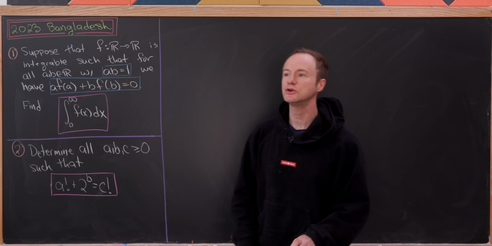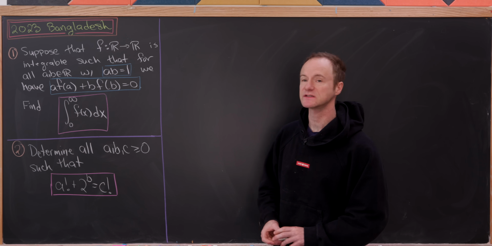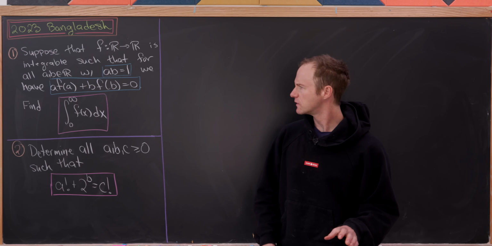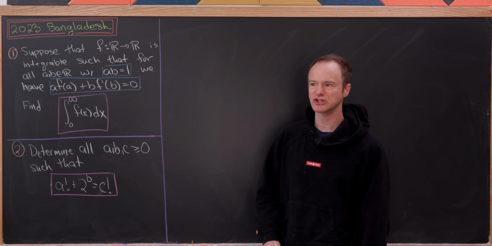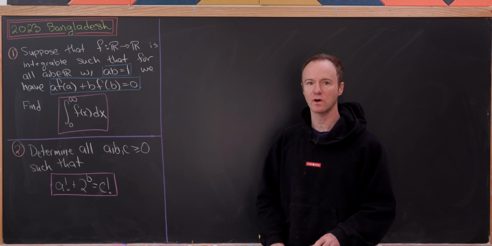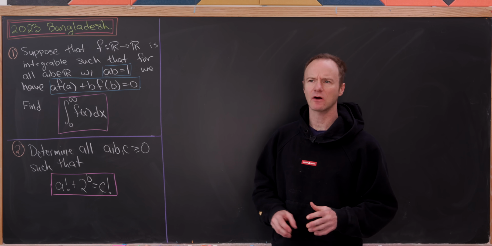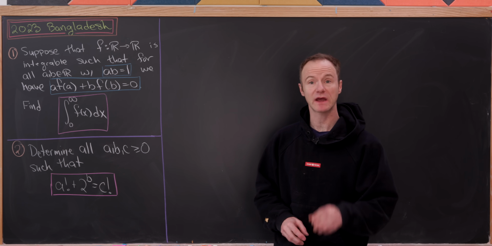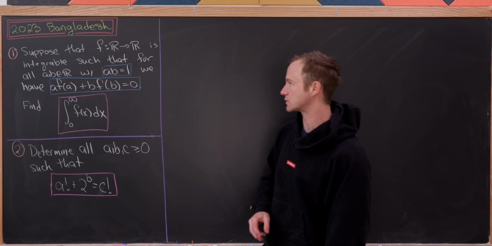Today I want to look at two very different problems from the 2023 Bangladesh Math Olympiad. The first one is a nice integration type problem, and the second one is maybe what I'll call an exponential factorial Diophantine equation. Okay, so let's jump right into the first one.